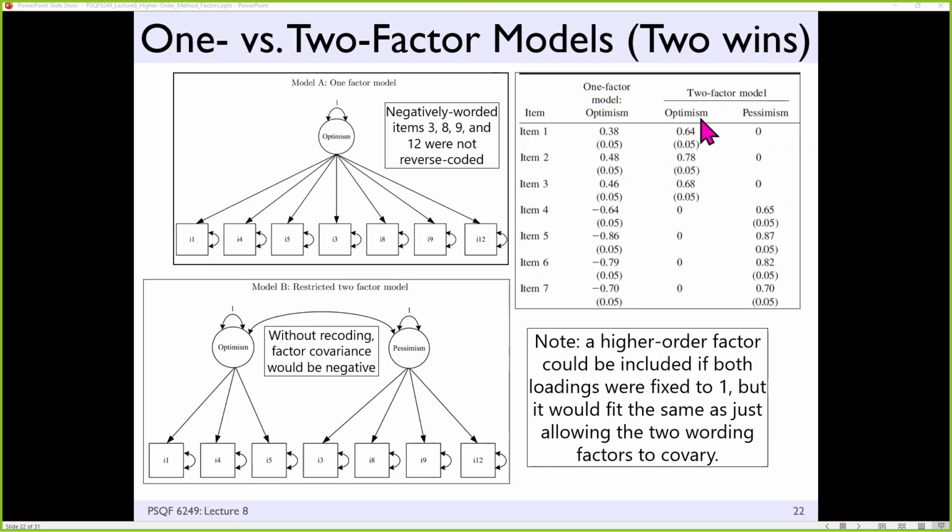Note that in the 2-factor model, all the loadings went positive. So you would expect a negative relationship between these 2 given the orientation of these items. And I have a note here, a higher order factor could be included if these 2 loadings were fixed to 1, but it would fit the same as just allowing the covariance. So it's the same thing as fixing the 2 loadings together or allowing a covariance, but not both.